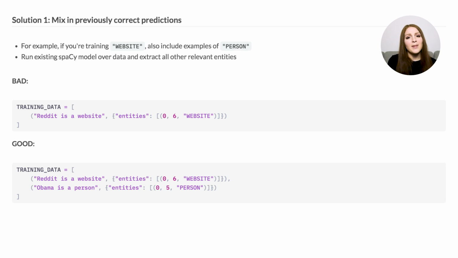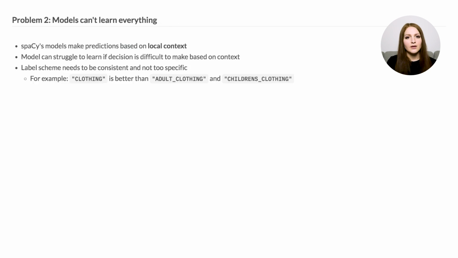To prevent this, make sure to always mix in examples of what the model previously got correct. If you're training a new category website, also include examples of person. spaCy can help you with this. You can create those additional examples by running the existing model over data and extracting the entity spans you care about. You can then mix those examples in with your existing data and update the model with annotations of all labels.